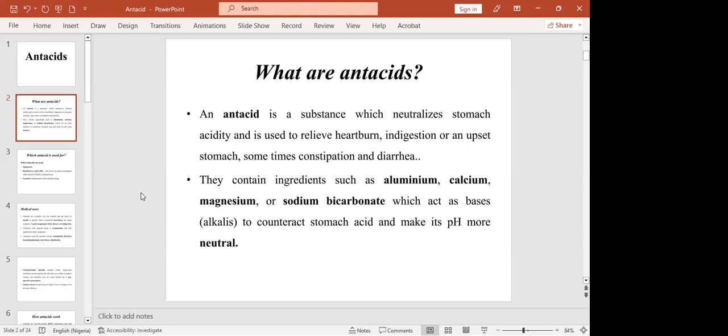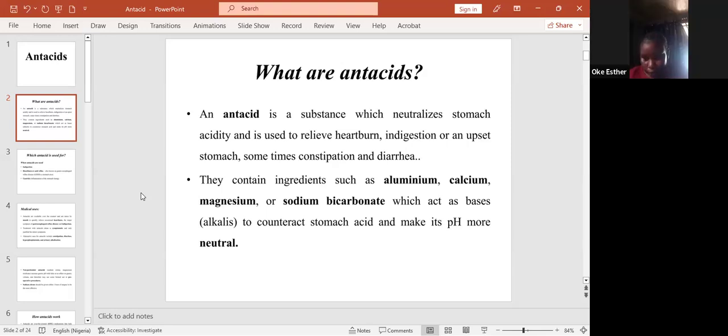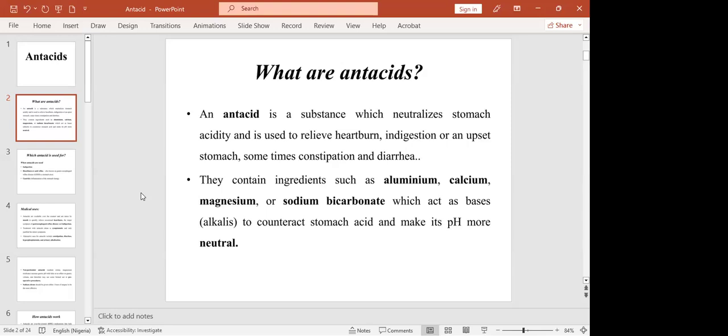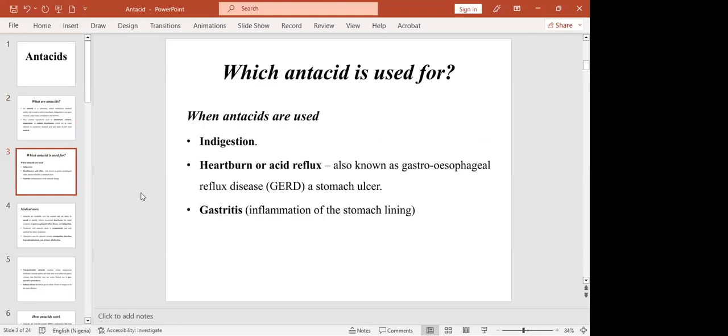Any pH less than 7 is considered acidic. 7 is considered neutral. Greater than 7 is considered alkaline. Are we together? This is chemistry. This is not medicine. So the aim of antacid is to counteract the stomach acid, which will have a pH less than 7, and bring it somewhere close to 7, somewhere close to the neutral point.